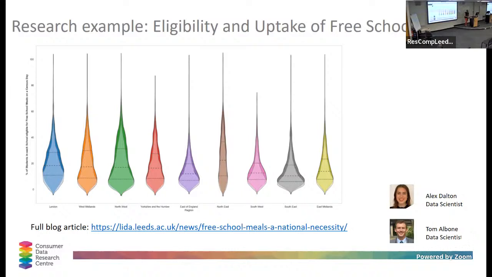So lots of people are eligible. This here is the different regions in the UK, and eligibility is the whole plot, but the darker bits on the edges is where people didn't actually take those meals. So we're looking not only at what's available, but what the behaviour actually is. So there's a problem there that's not been taken, and we can see it clearly from the data.